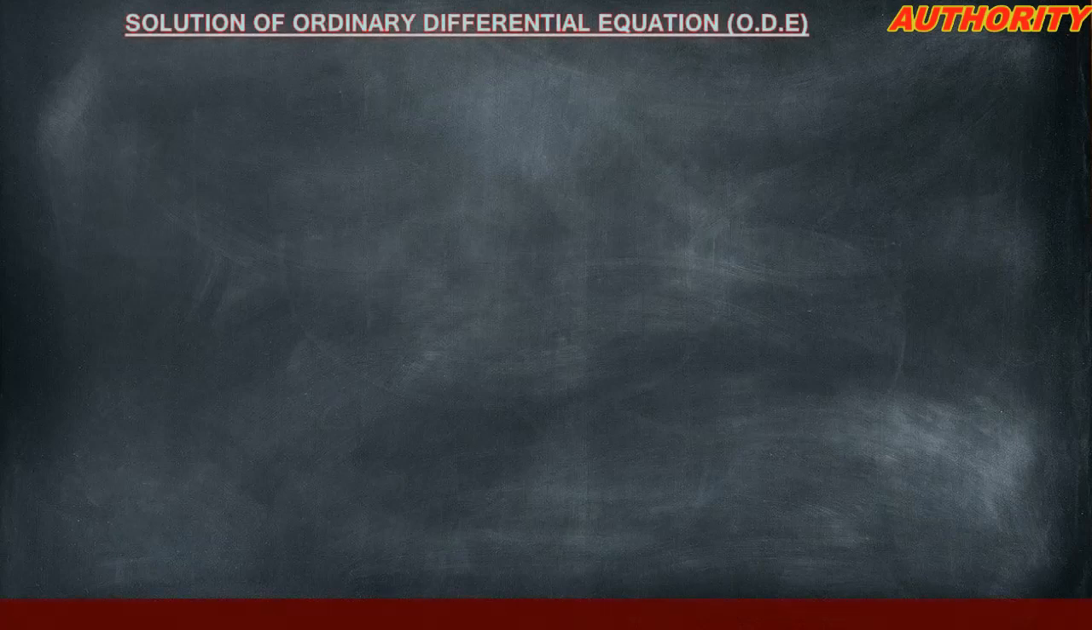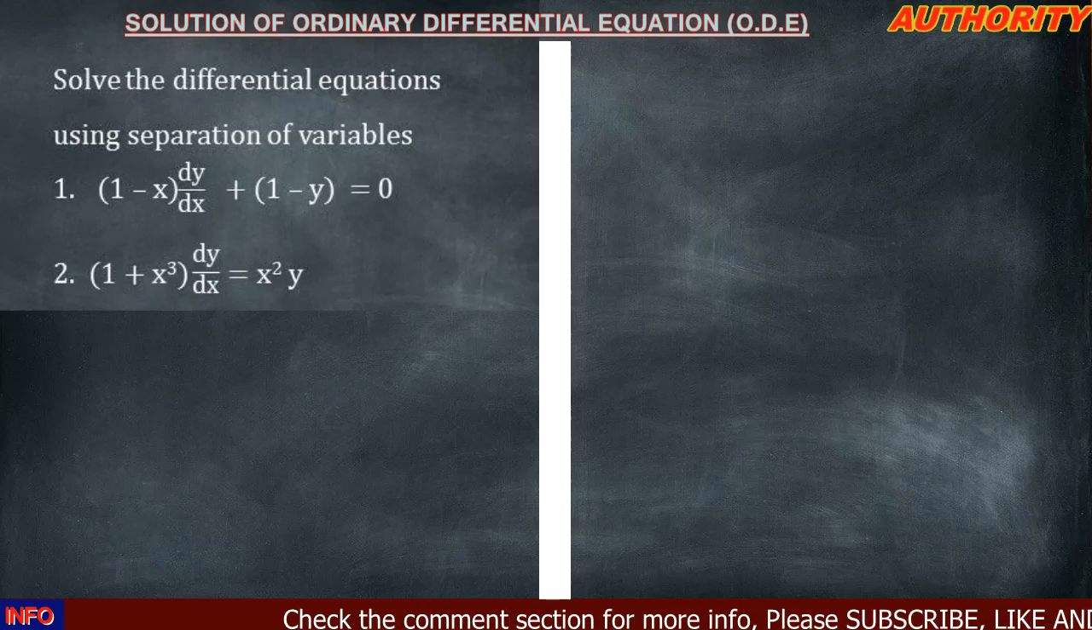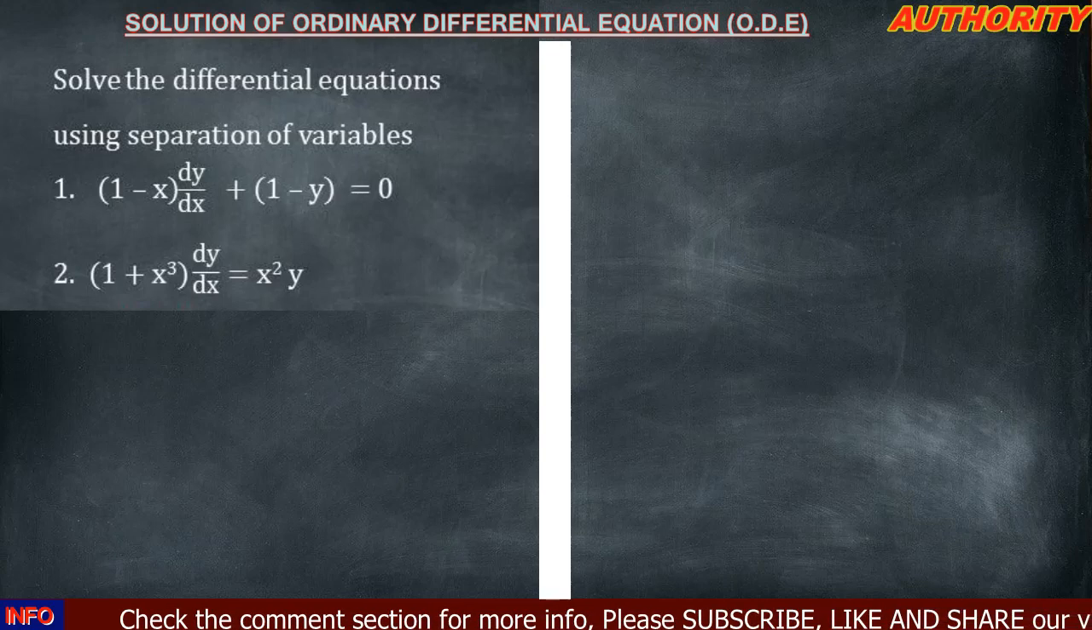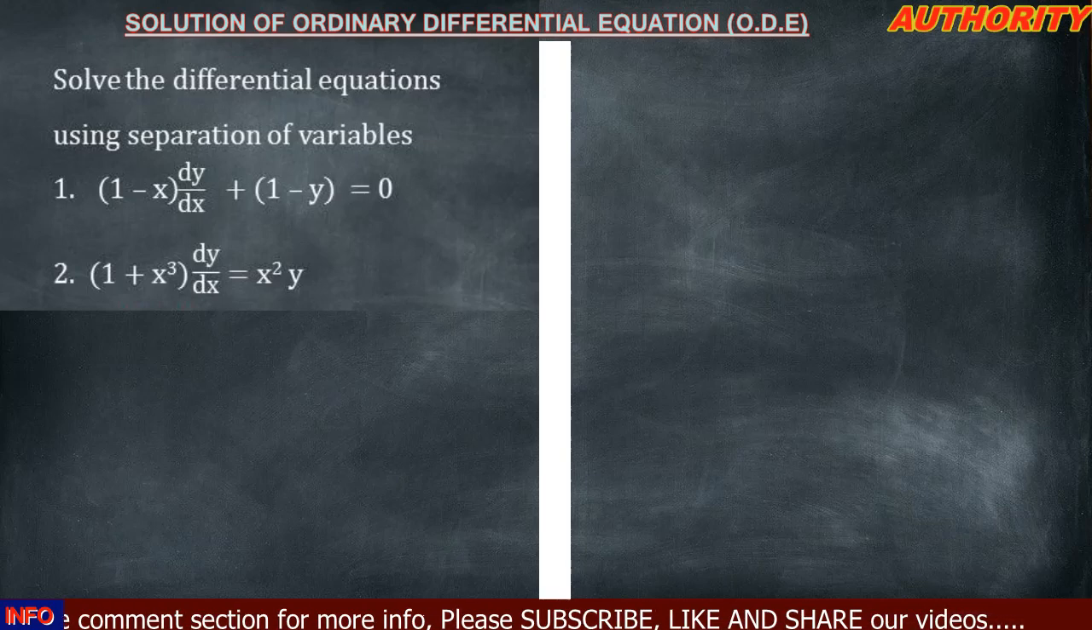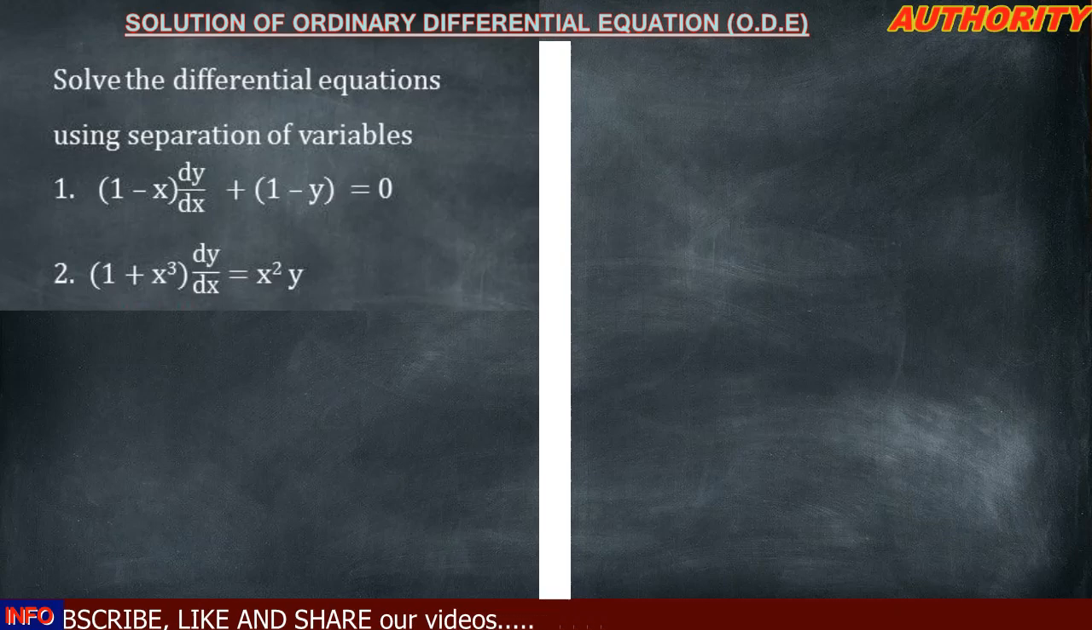Today we are talking about how to solve ordinary differential equations. Without wasting much time, let's take a look at this question. Solve the differential equation using separation of variables. Number one, (1 - x) / x + (1 - y) = 0. Then number two, (1 + x^3) / x = x^2 y. These are the two questions we are going to treat in this video.